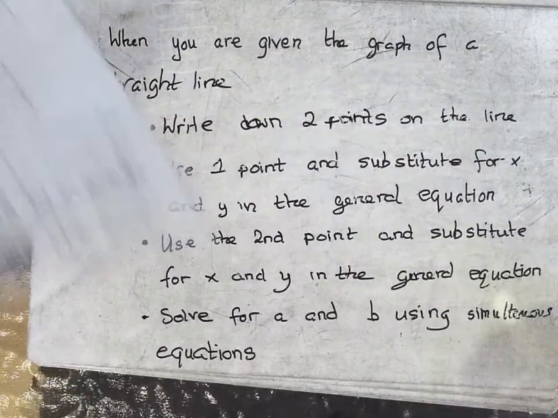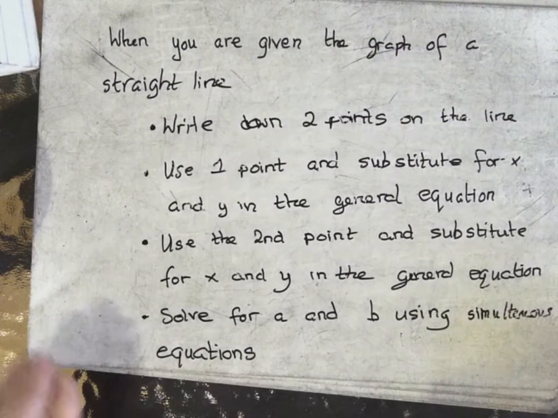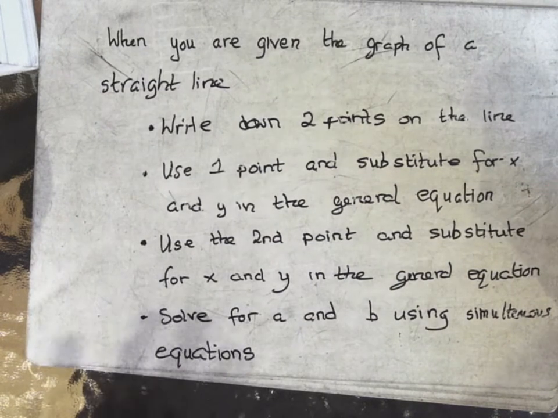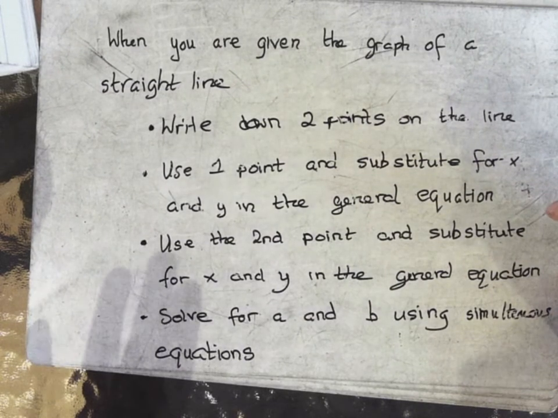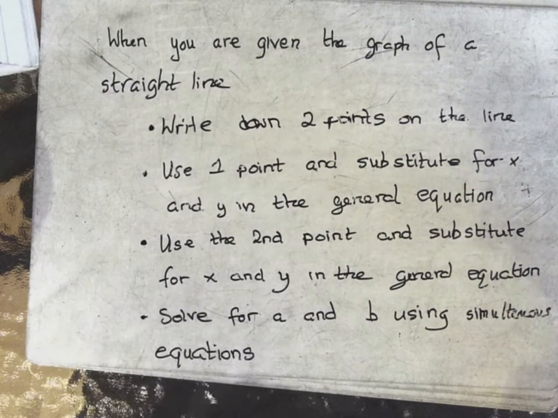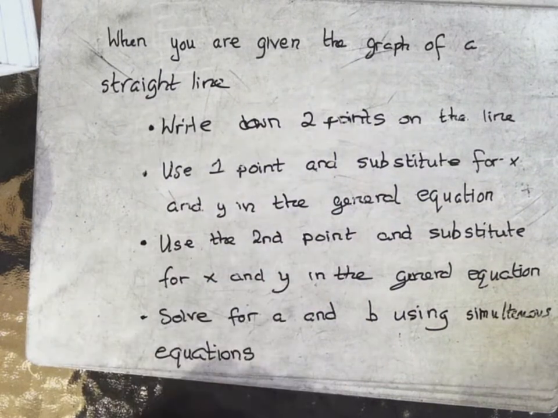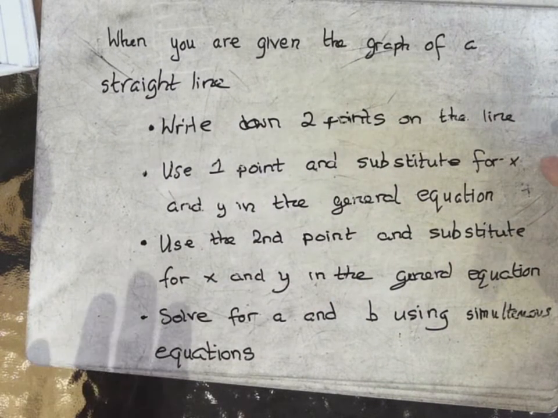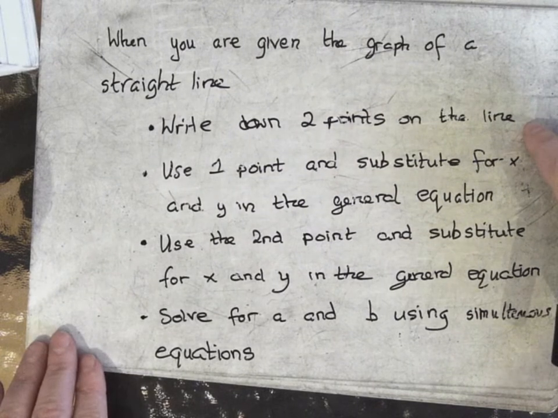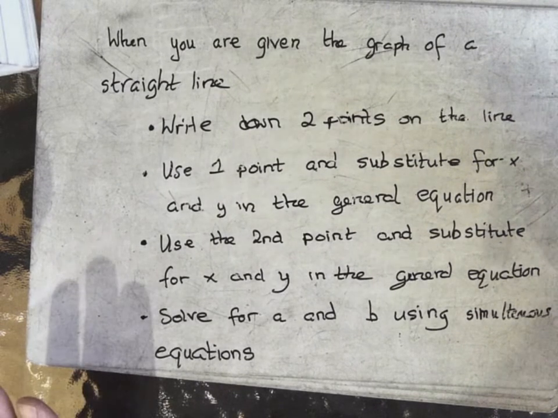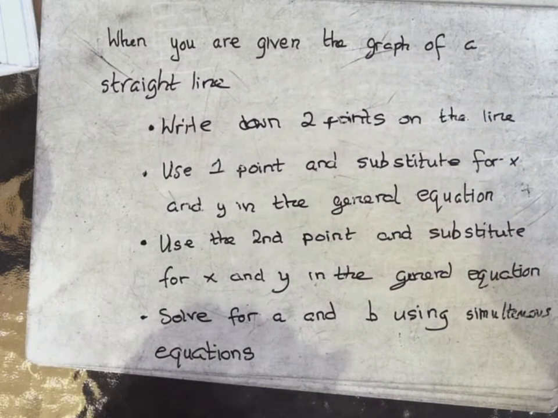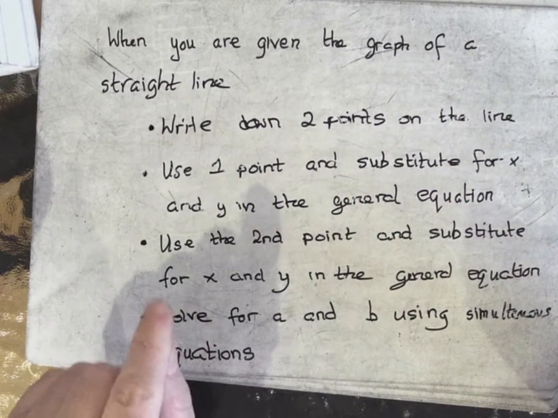Okay, on the next slide I'm writing down the procedure. It won't make any sense now until we do an example. So when you're given the graph of the straight line, first off you have to look at the graph and write down any 2 points. They'll give you 2 points on the line because you can't do anything with it if they don't. So they'll definitely give you at least 2 points, and you need to write down those points.